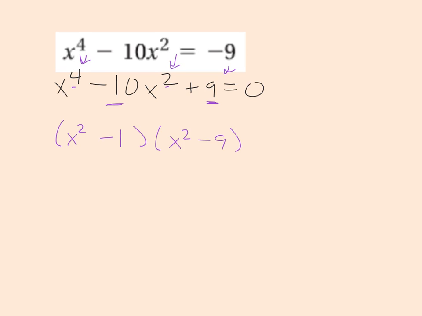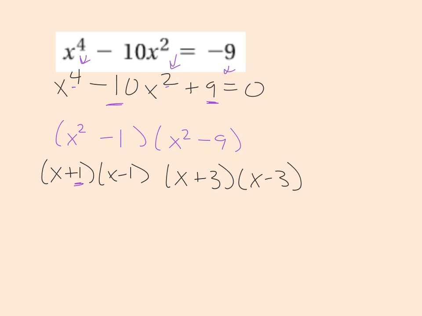Now you can always check your work. You could FOIL this out to see if you get the original, and you would. But now I can continue to factor these. So two numbers that multiply to get negative 1, but add to get 0, I could rewrite this as x plus 1, x minus 1. I could rewrite the second one as x plus 3, x minus 3.